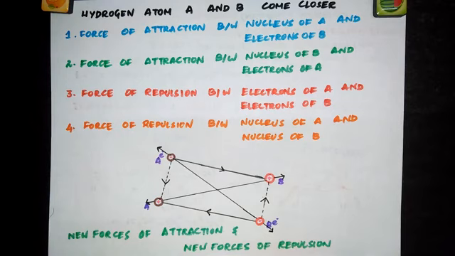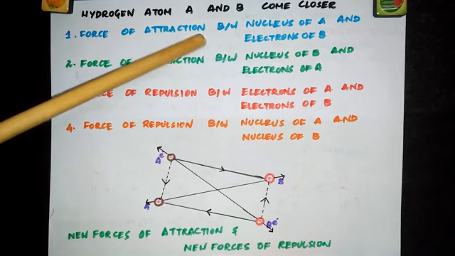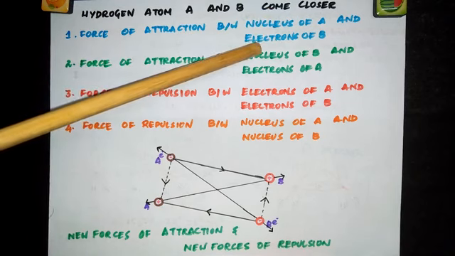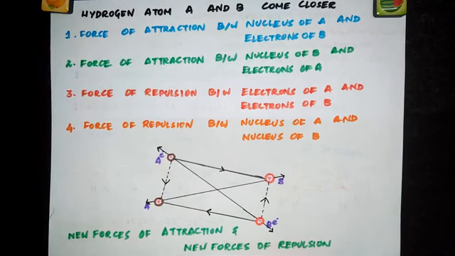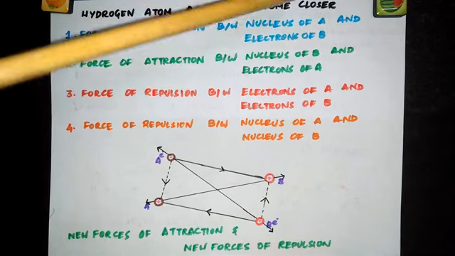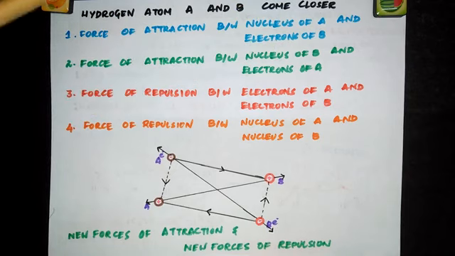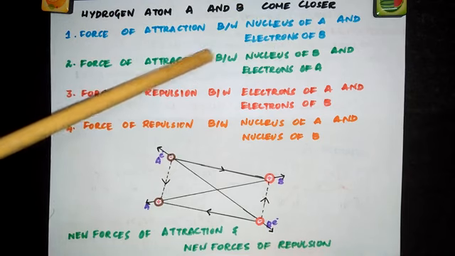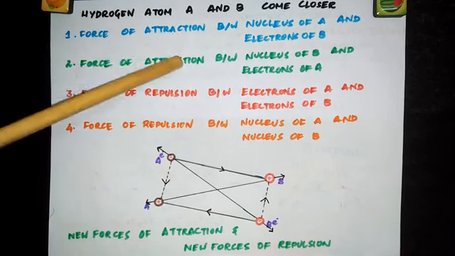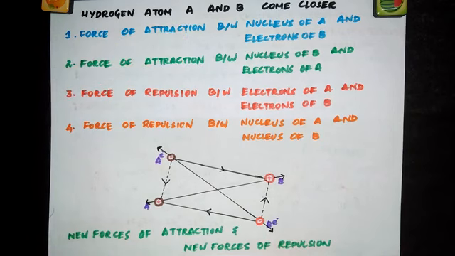So what are the possibilities of having force of attraction? When these two atoms of hydrogen come closer to each other, there will be force of attraction between nucleus of one hydrogen atom and electrons of another hydrogen atom. Let's name the hydrogen atoms as A and B. So there will be force of attraction between nucleus of A and electrons of B because they are oppositely charged. The second force of attraction will be between nucleus of B and electrons of A. So you will be having forces of attraction between nucleus and electrons.